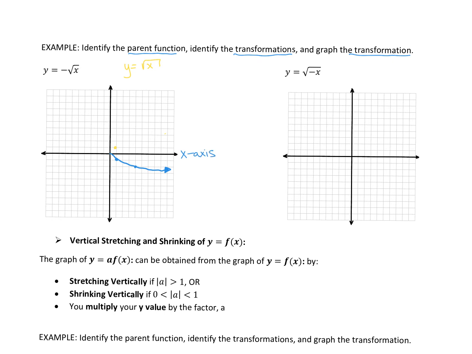Here, we replaced x with a minus x. So it's not in front of the function, it's in front of the x. So this is our parent function, same parent function that we had before. Looks like this. And we know that if we put a negative sign in front of the x, it's going to reflect it on the y-axis. And it's going to look something like this.